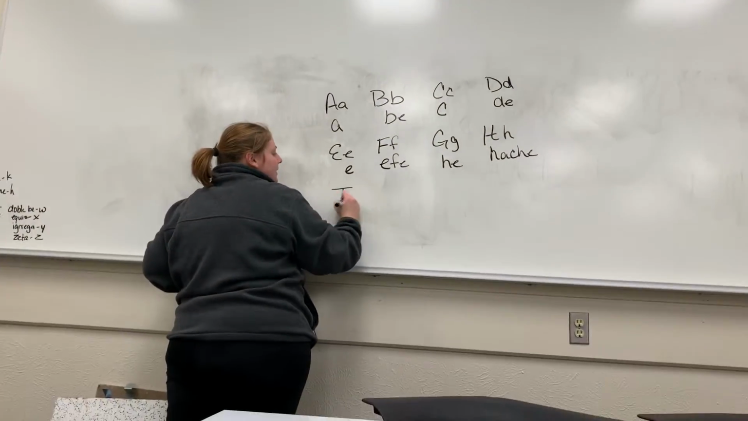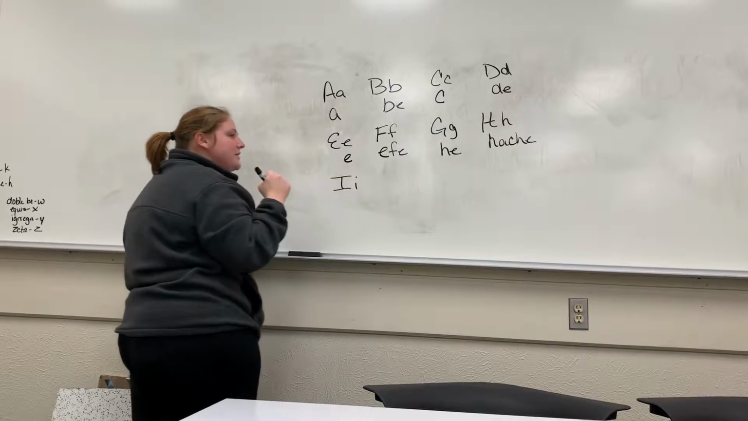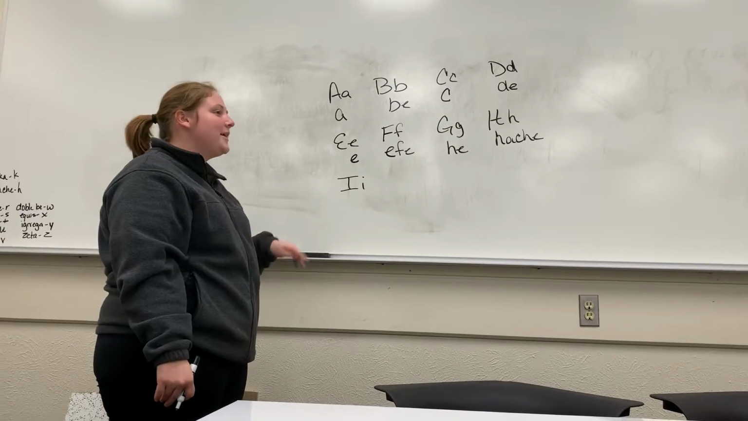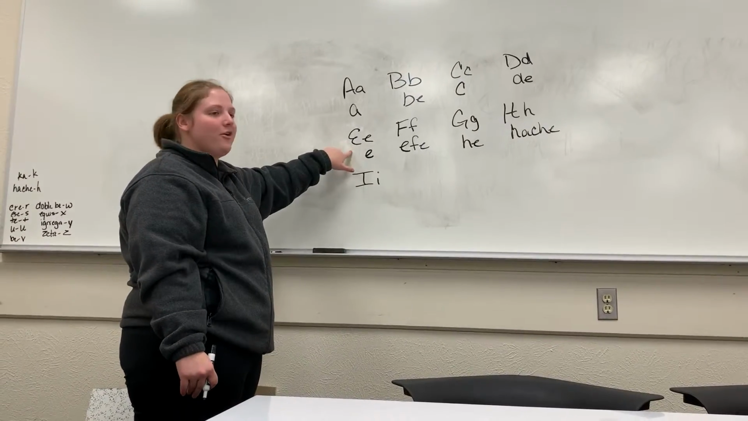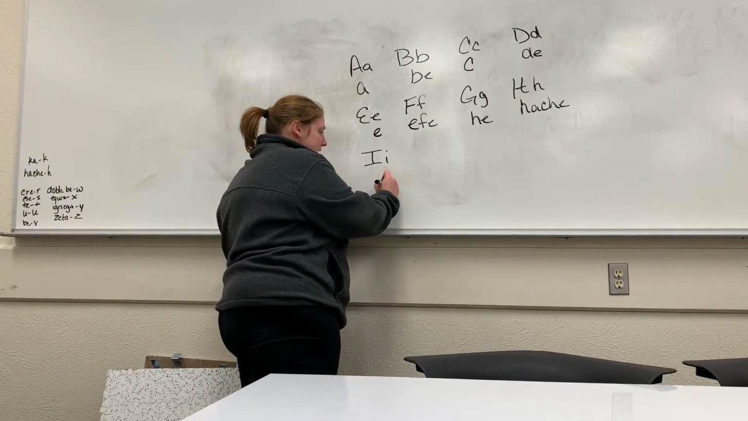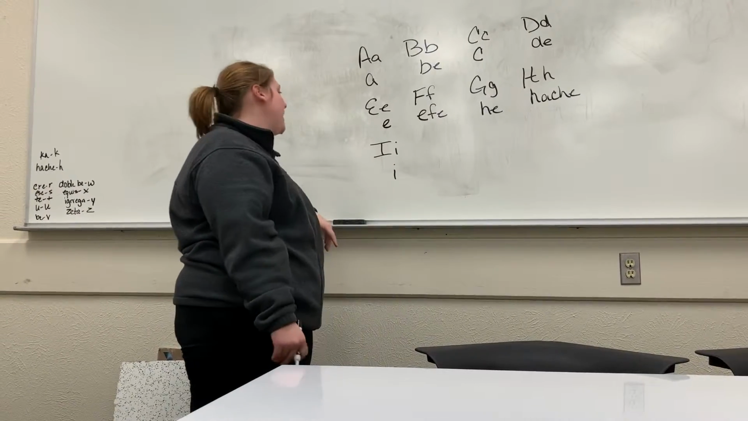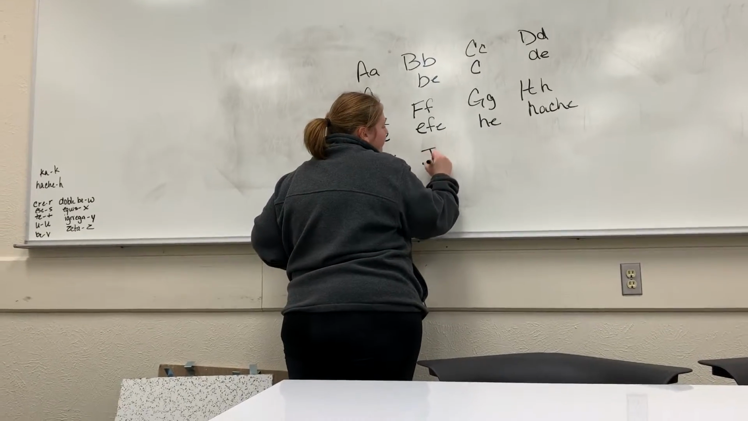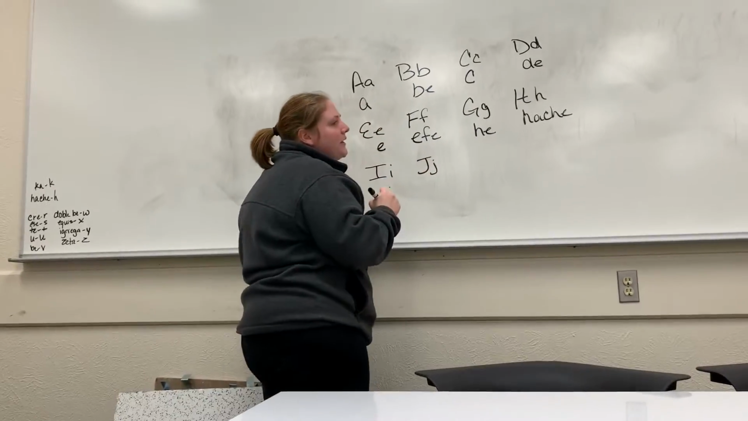E. This is another misused letter in the Spanish alphabet because in English, it sounds like R-E, but it is actually pronounced E when it comes to an I in Spanish. J is another one that has a spelling attached to it.